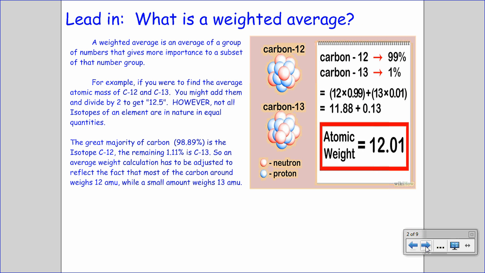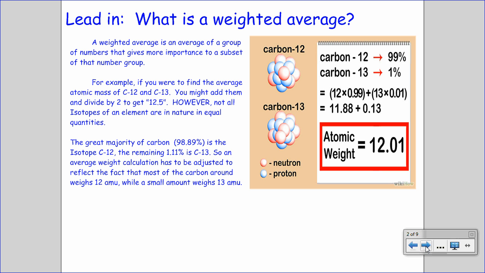So the connection here is what is a weighted average. And a weighted average is an average of a group of numbers that gives more importance to a subset of that number group. For example, if you were to find the average atomic mass of carbon 12 and 13, you right now might add 12 to 13, divide by 2, and get 12 and a half. However, that did not pay attention to the importance of one of those elements over the other.